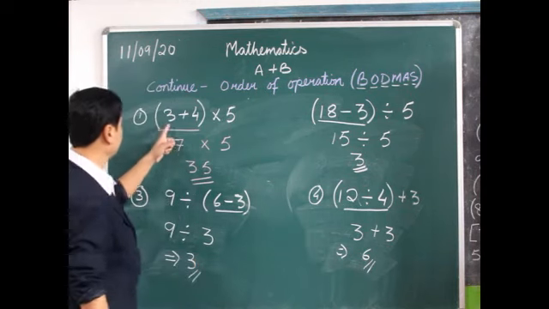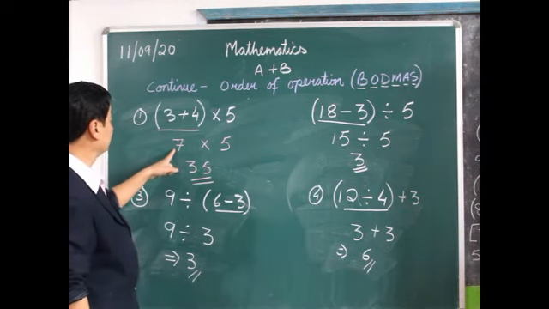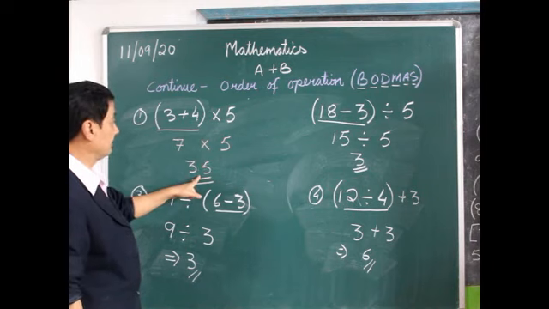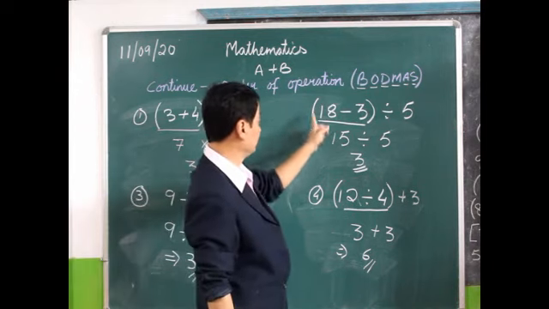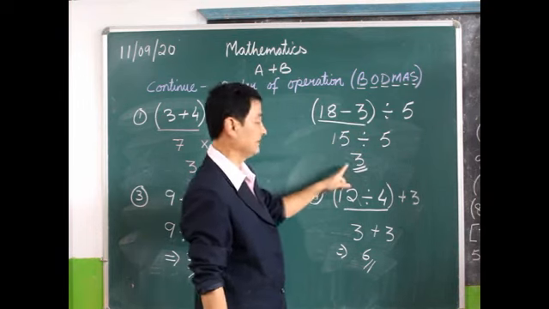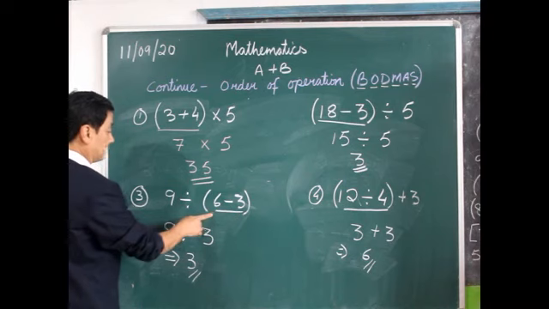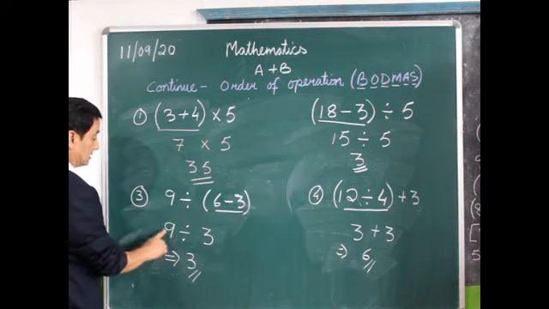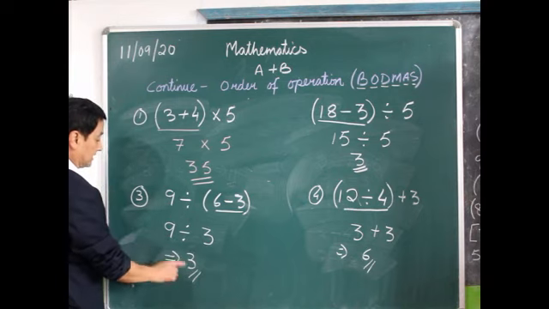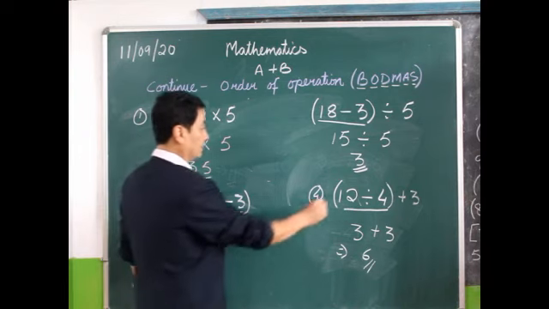So let's have a look here. First bracket, 3 plus 4, 7. Into 5, you get 35. You are going to do the brackets first. So underline 18 minus 3, 15 divided by 5, 3. You are going to do this bracket first. So this number comes down, divide 6 minus 3, 3. 3 goes in 9, 3 times.